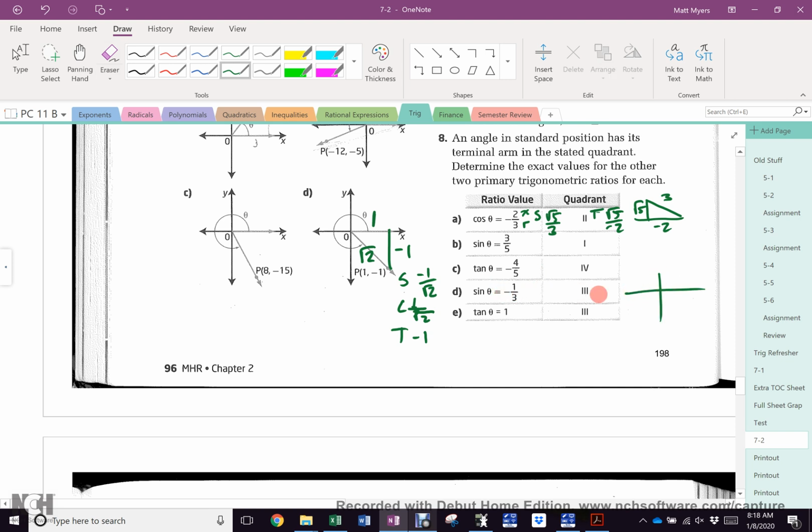Sine is -1/3 in quadrant 3. -1, 3. 3 squared is 9. Minus 1 squared is 8, so that's root 8. Negative, and then you would do it. Now, of course, technically, cos is -root 8 over 3, which you would technically simplify to -2 root 2 over 3, right? But this is really persnickety.